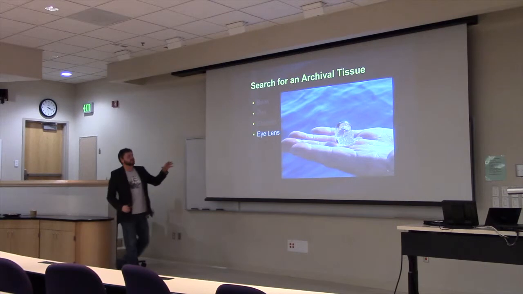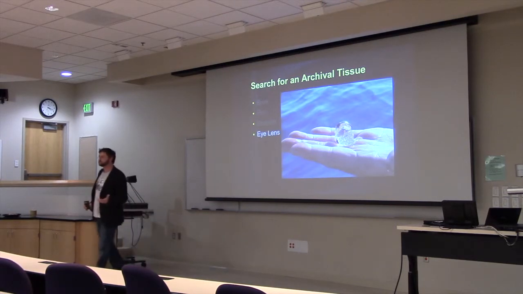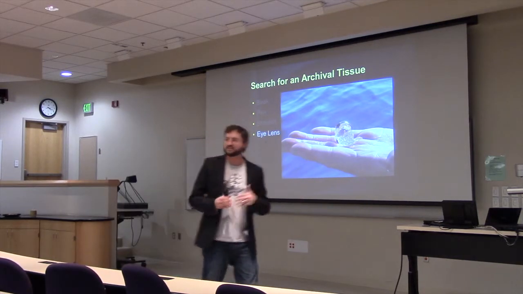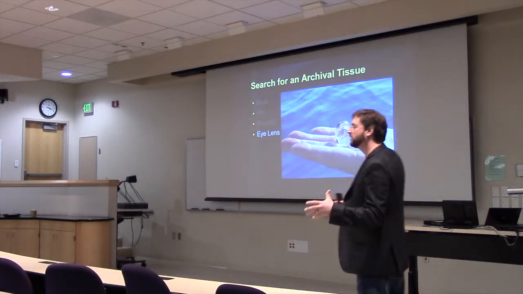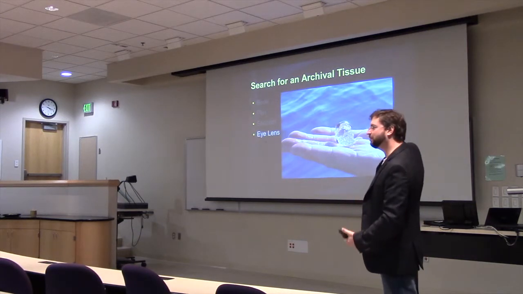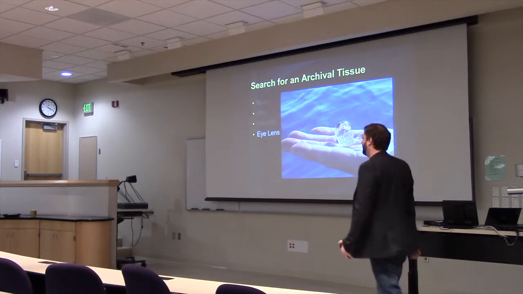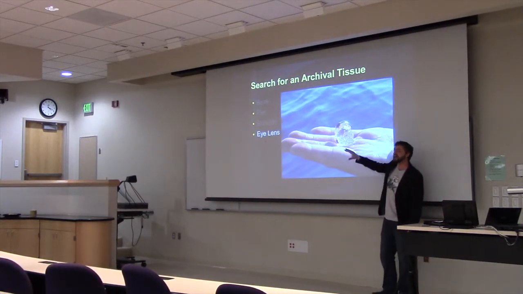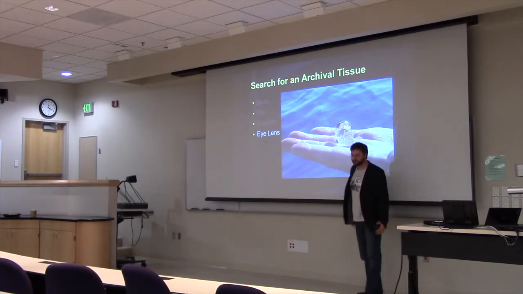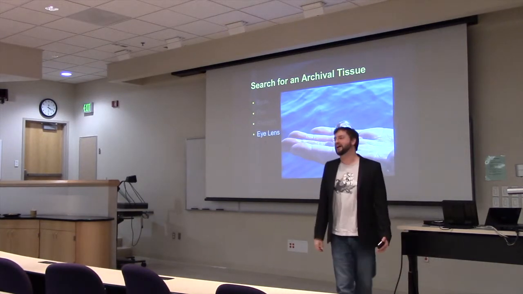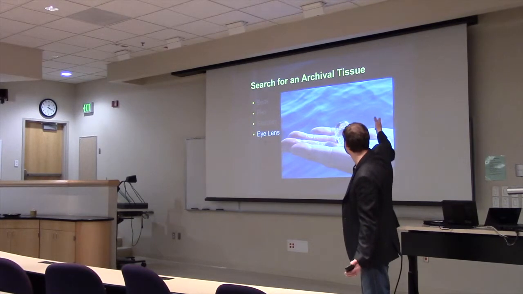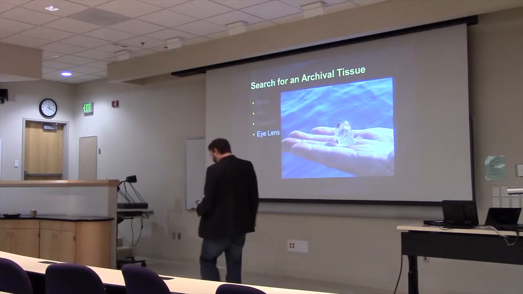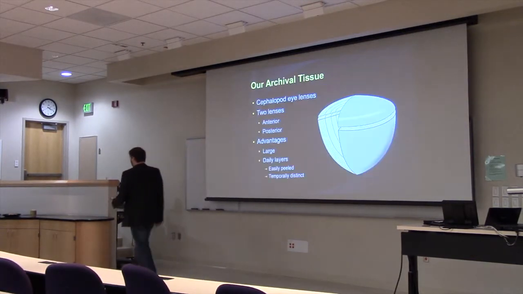So what we finally settled on was using eye lenses. There is this tissue that is laid down, and once it's laid down, it's not going to be turned over metabolically. And they're actually fairly large. Cephalopods have pretty big eyes, especially compared to vertebrates of the same size. This is an eye lens, not an eye, just the eye lens of a squid that probably weighed about a third what I do. And it's about the same size, maybe a little bit smaller than my eye. It is huge. And so this seemed to be a really good thing to use.